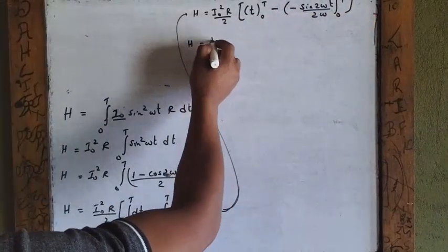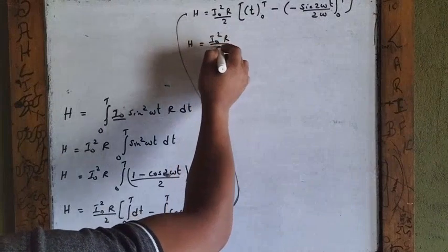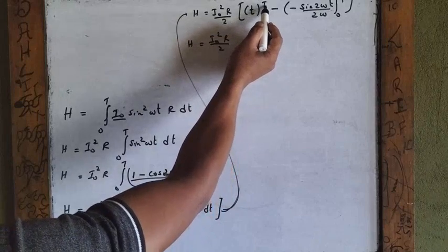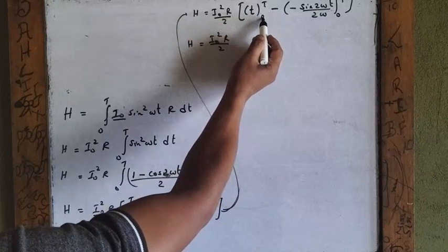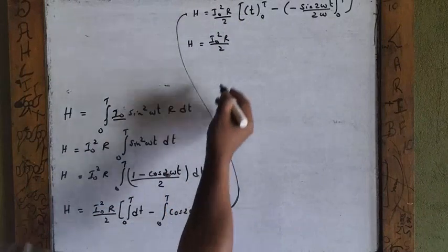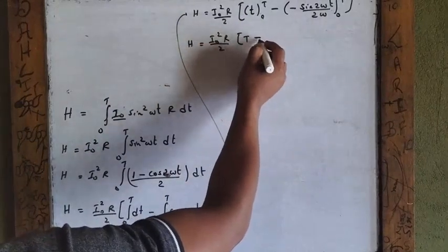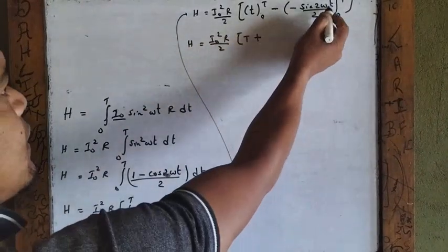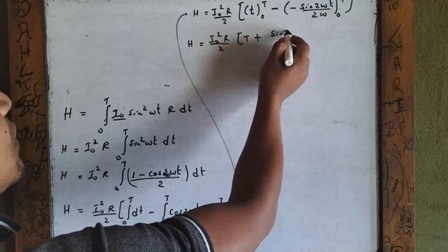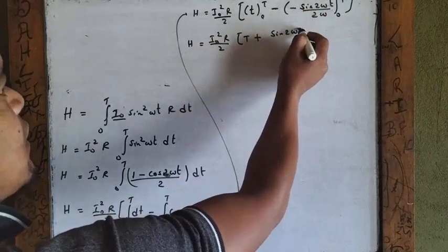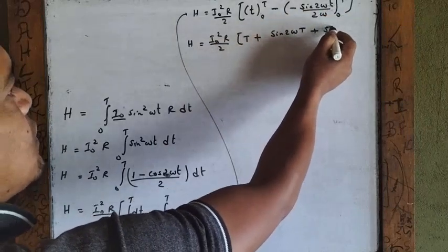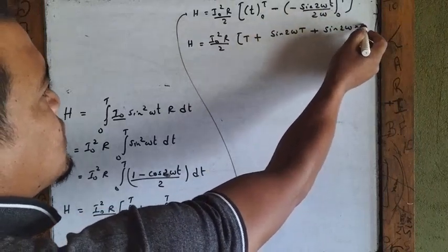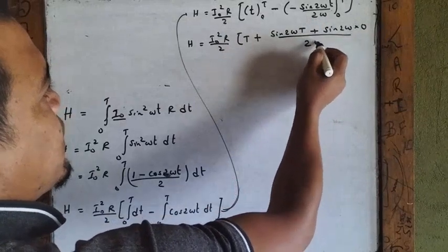Next, H is equal to I naught square R upon 2. Now, if you substitute the limits of integration, instead of small t, the upper limit is capital T, and you subtract by substituting the lower limit, then you'll get just capital T. And here again, I will substitute the limits of integration. Instead of small t, I'll write capital T, and this becomes sine 2 omega T, minus sine 2 omega times the lower limit 0, and then upon 2 omega.